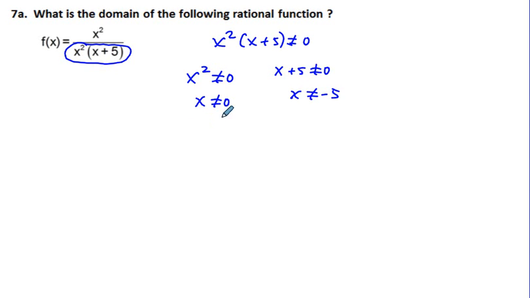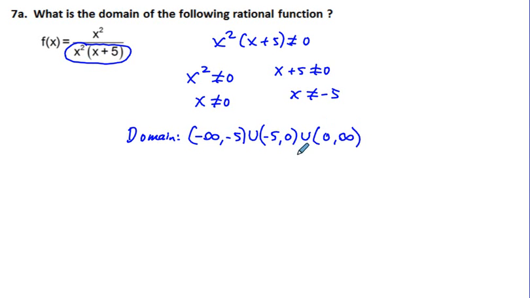And since these are the exclusions to the domain, -5 and 0, our domain in interval notation is going to be -infinity, comma, our first discontinuity, so -5, and then union, between -5 and 0, and then union, and the last piece is going to be 0 to infinity, so that's going to be it.